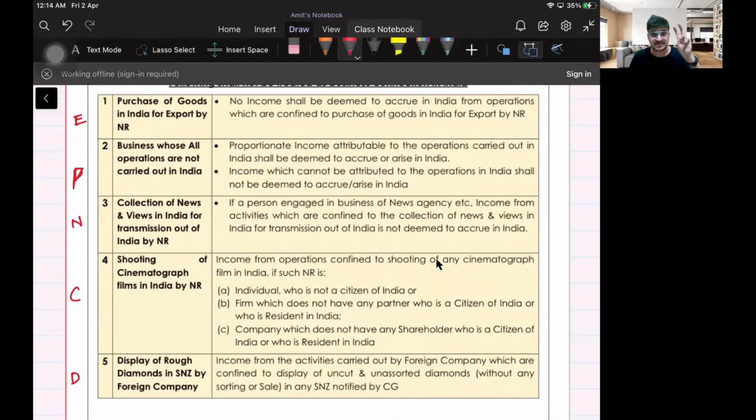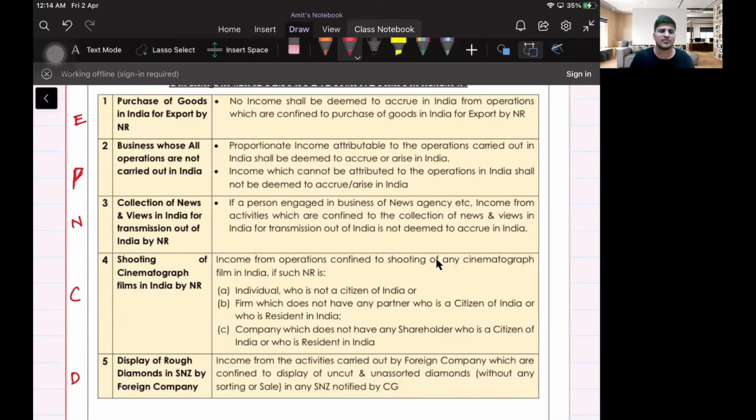If that assessee, that non-resident, is a firm, then in that case, no partner should be the Indian citizen of India or who is a resident of India. Or if that non-resident is a company, then no shareholder is a citizen of India or a resident of India. If these three conditions are satisfied, then only shooting of cinematography films in India by non-resident will not form a business connection. Point number 1.